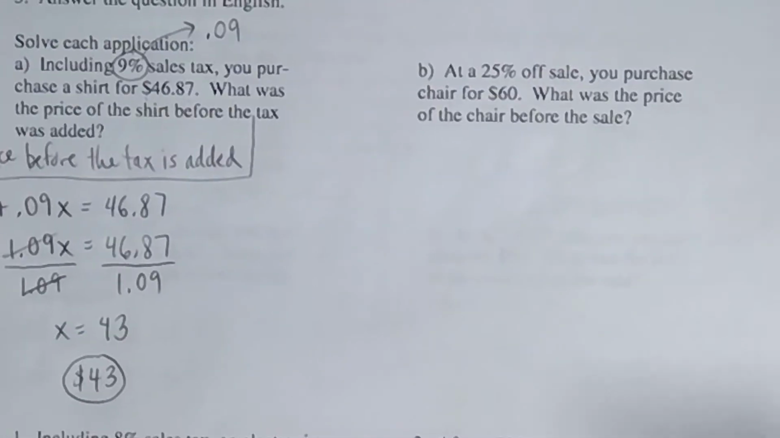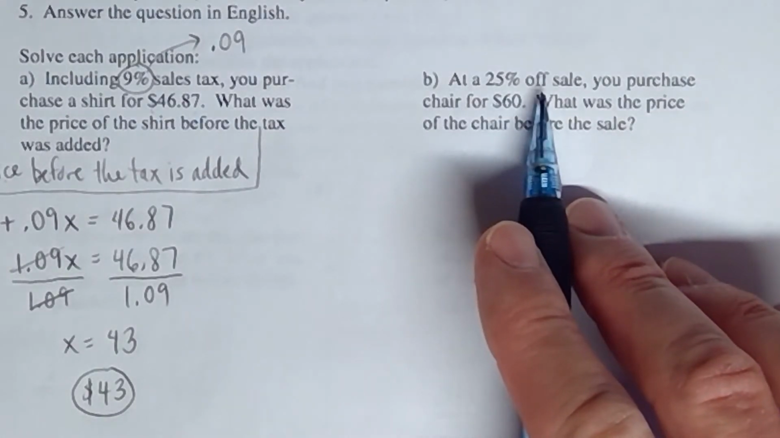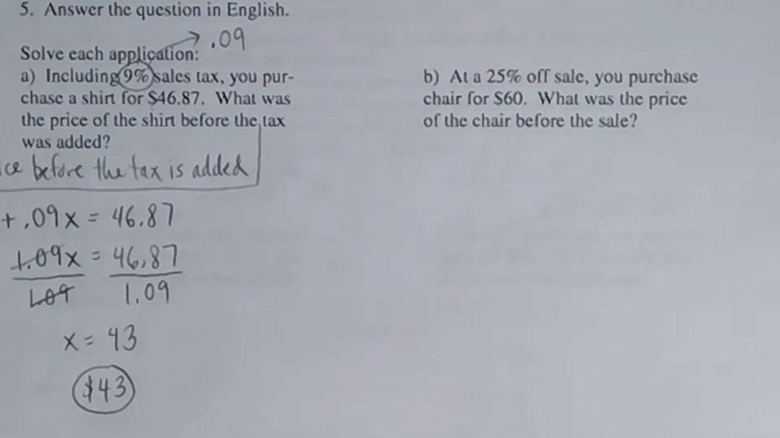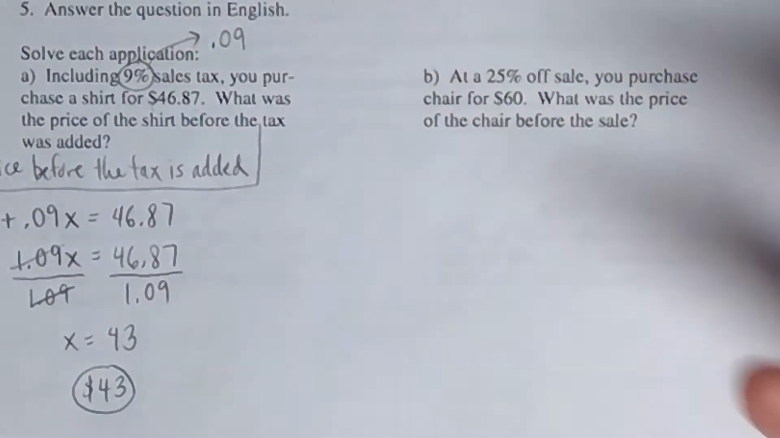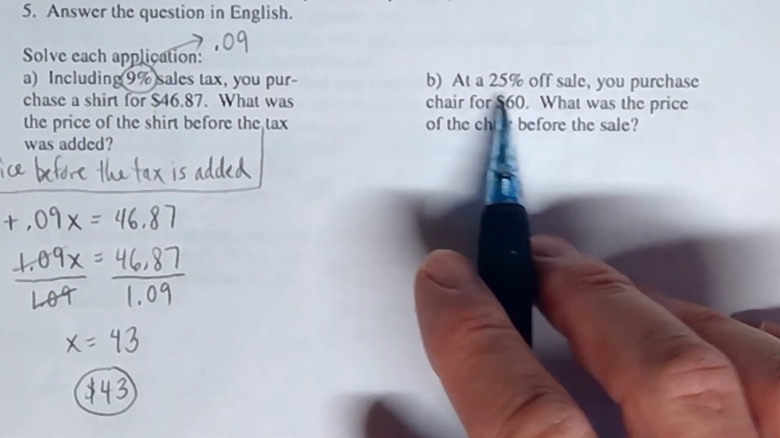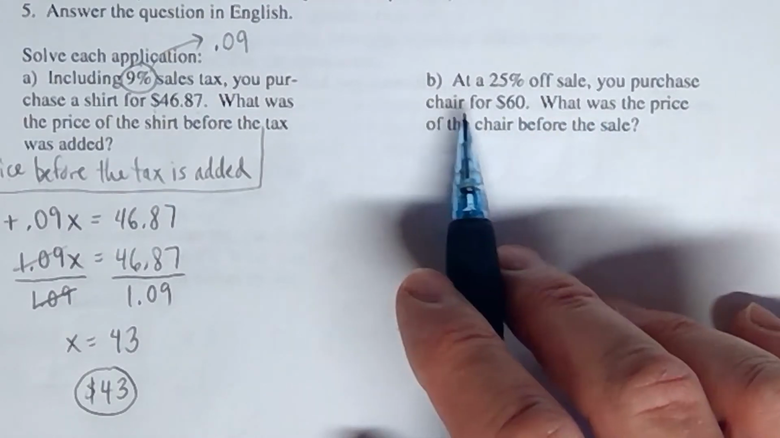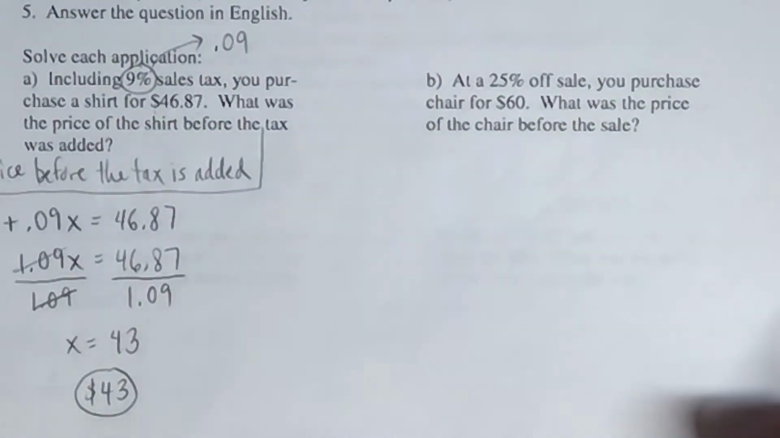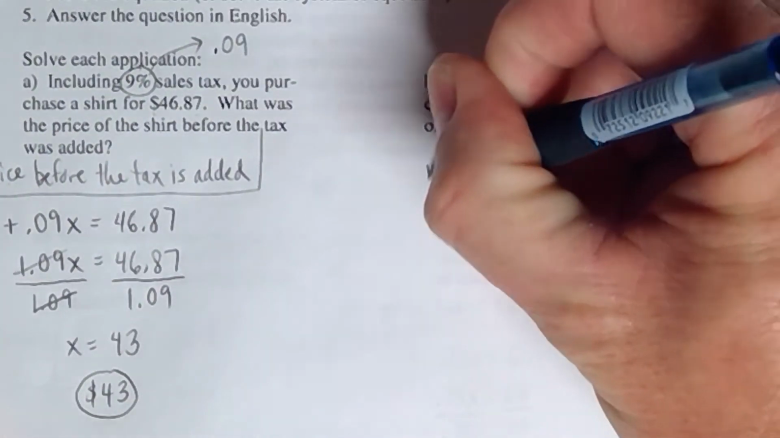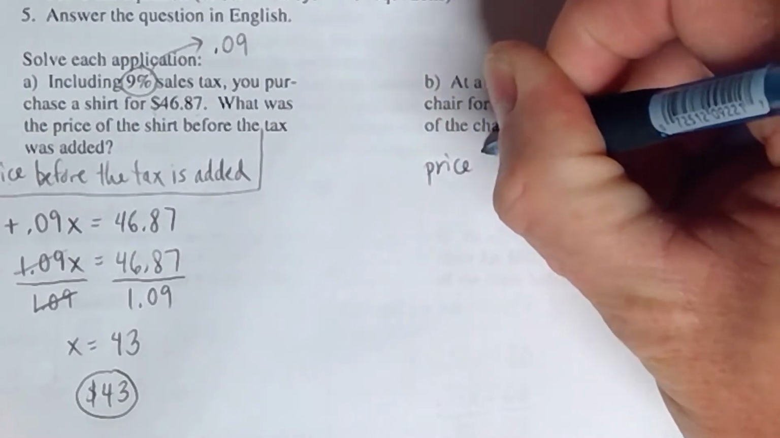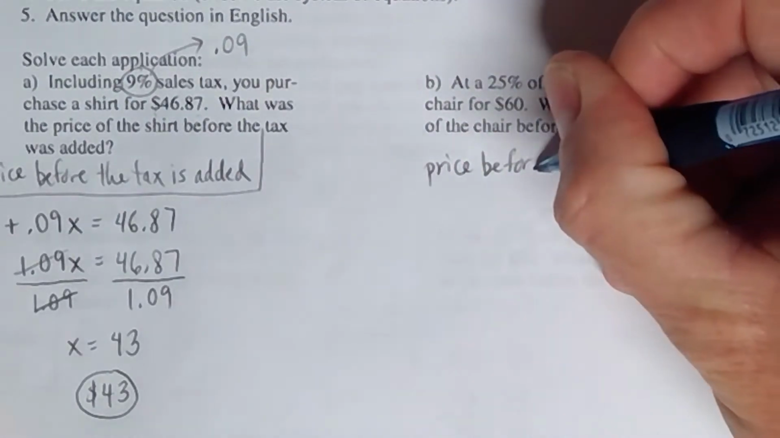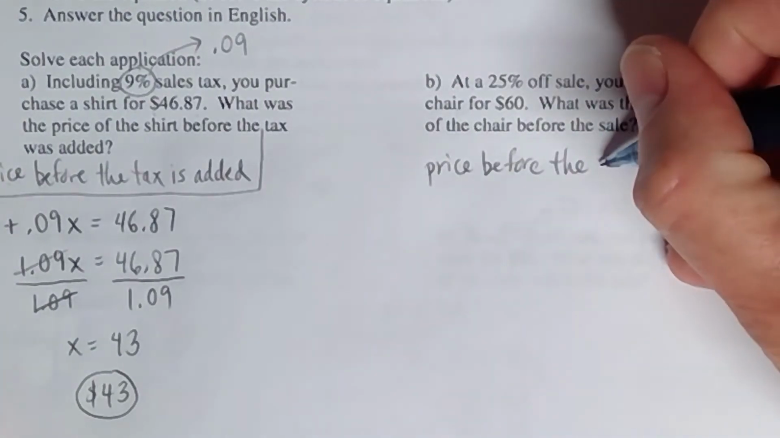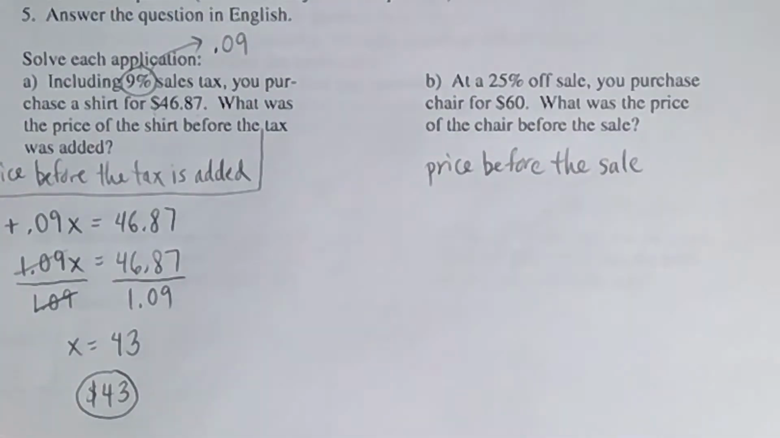Next one. At a 25% off sale, now notice that's different. 25% off. That's not related to increasing something, is it? That's relating to taking money off of the price of something, isn't it? Okay, so we'll get into that more in a minute. But first of all, at a 25% off sale, you purchase a chair for $60. What was the price before the sale? Okay, there we go again. It's the exact same question as the last problem. It's the price before, in this case, before the sale instead of before the tax. But the key word there is before.